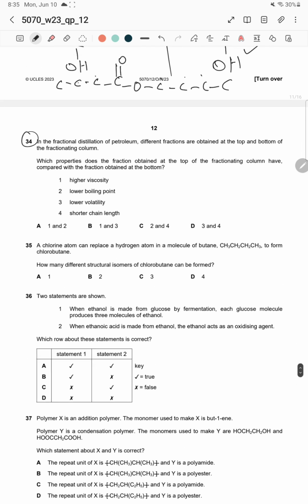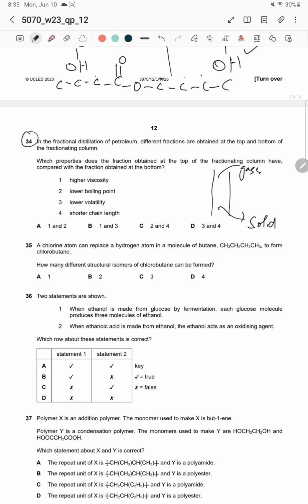For 34, in fractional distillation of petroleum, different fractions are obtained at the top and the bottom of the fractionating column. Which property does the fraction obtained at the top of the fractionating column have compared with the fraction obtained at the bottom? So at the top of the furnace we are having gases, at the bottom we have the solid. So as we rise up, the temperature decreases.